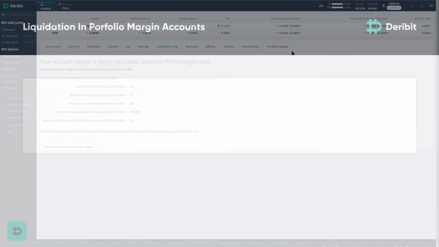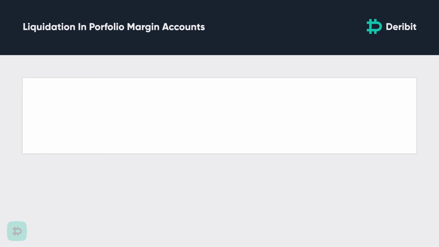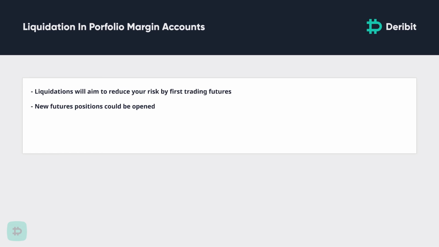The liquidation process also works differently for portfolio margin accounts. The liquidation engine will aim to reduce the risk of your overall portfolio by first trading futures. This could result in opening new futures positions you didn't already have open. The goal is not to reduce your position size, but to reduce the risk of your portfolio by hedging your delta. This in turn should bring down your margin requirements back below your equity. Options may also be traded during the liquidation process. However, these will only reduce your positions. Whenever maintenance margin is higher than 100%, it is to the discretion of Deribit risk management how to handle your position in an attempt to reduce the risk of bankruptcy.